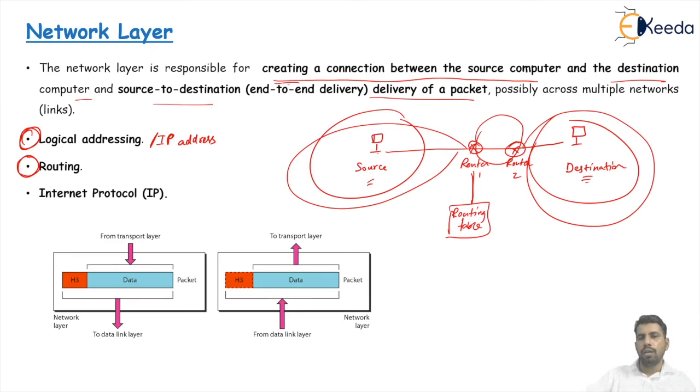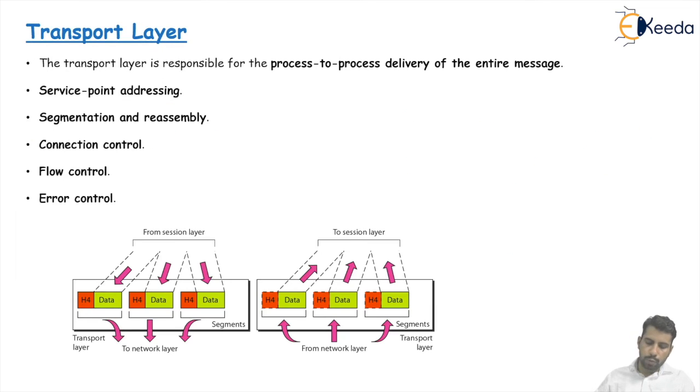Routing means taking the decision to forward the packet in the correct destination direction. Routing means maintaining the routing tables of the routers, and on the basis of these routing tables, the router takes the decisions. Okay, and this is the internet protocol. IP protocol is a very important protocol for computer network communication. Okay, next stage, transport layer.